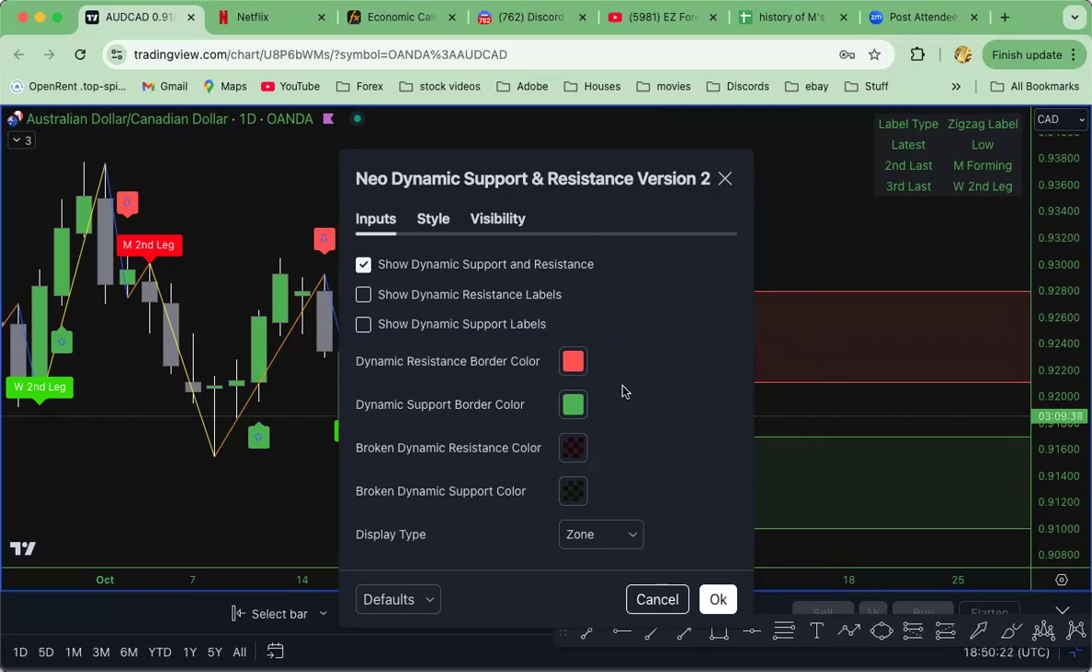Today's Tuesday, the 5th. There might be some fireworks in the background as well because it is bonfire night in the UK. So I do apologize if you do hear fireworks going off. But everybody's having a field day out there with that stuff.